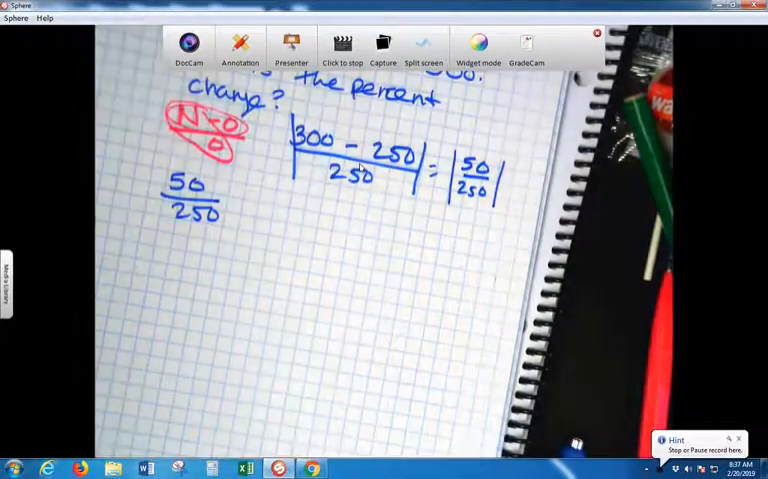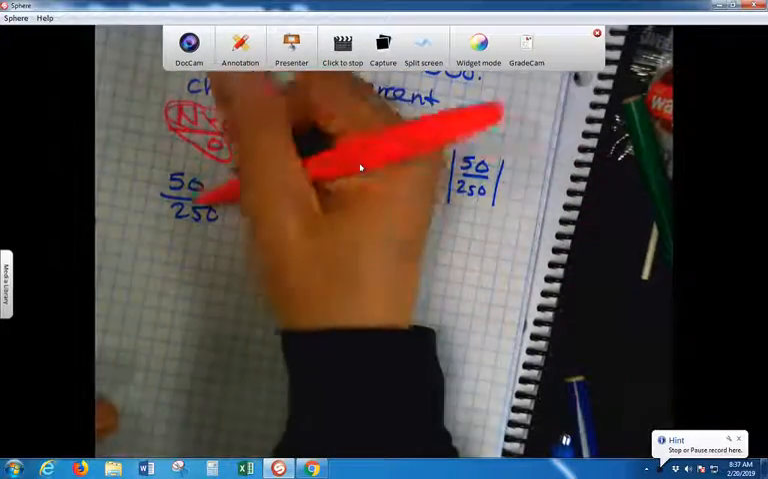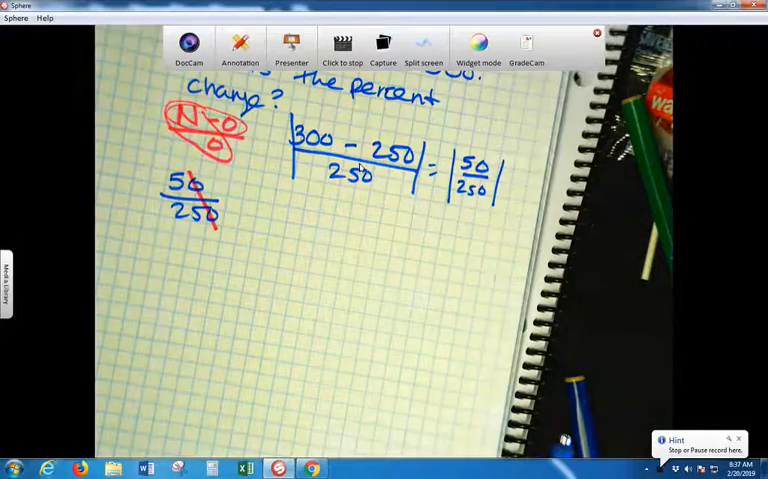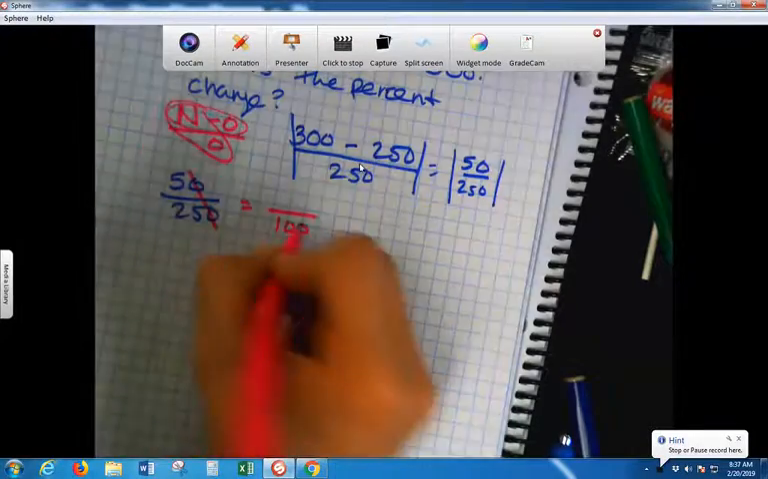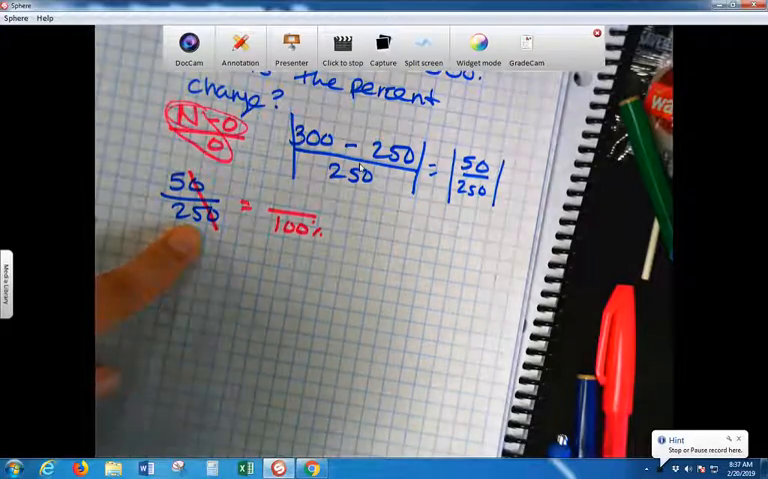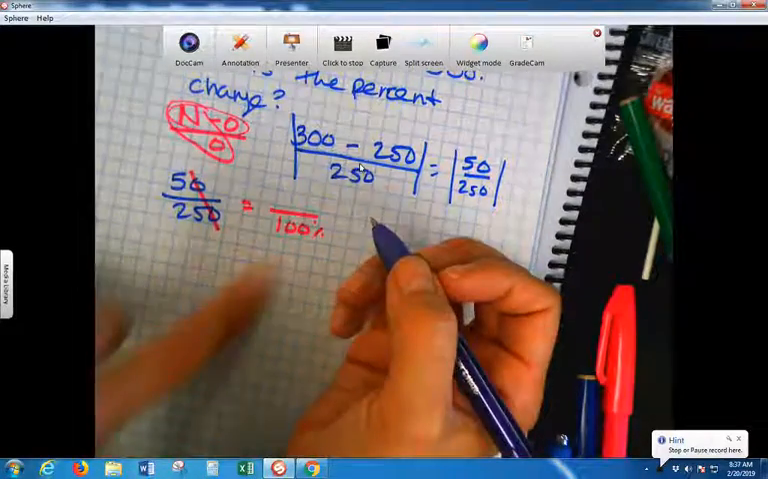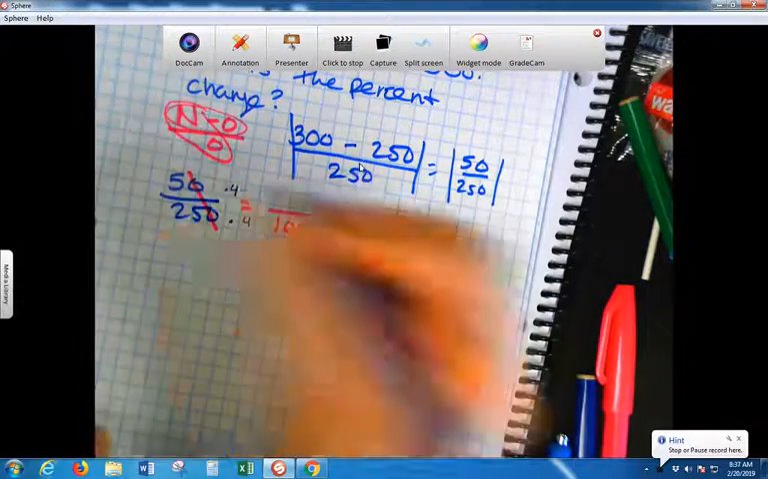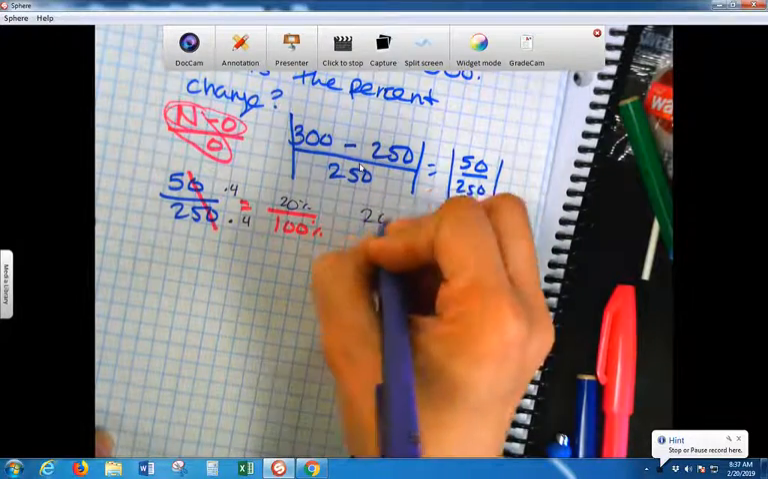What do you think is going to be the easiest way to solve this? Cross out the zeros. Okay, now what? You could set it up equal to 100 percent, right? This is called a proportion. So 25 goes into 100 how many times? Times 4. So multiply the top by 4. What's 5 times 4? 20. So it is what we call a 20% increase.